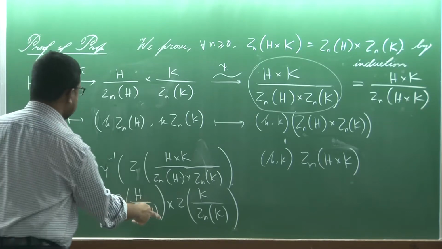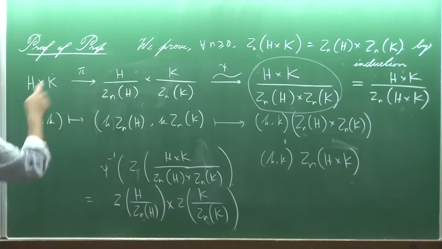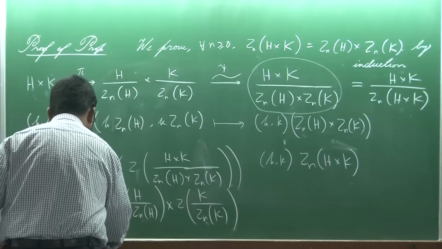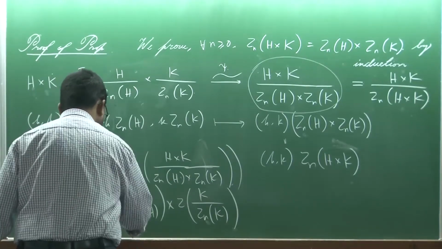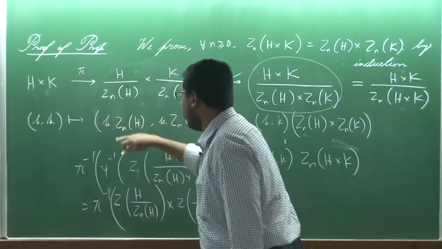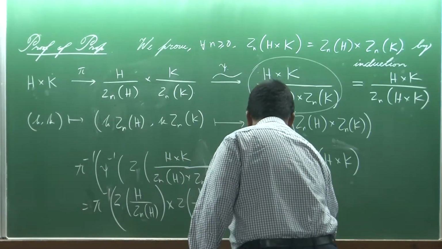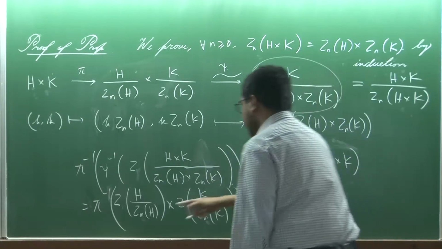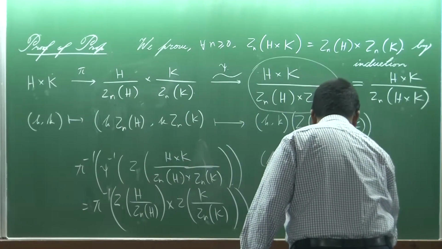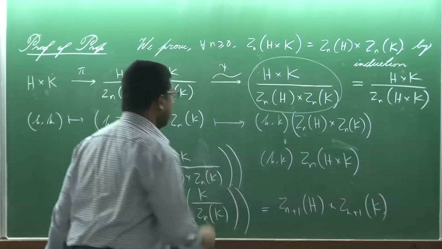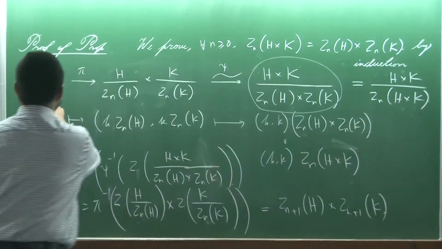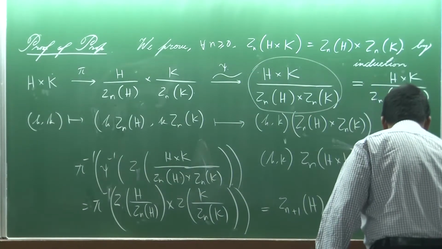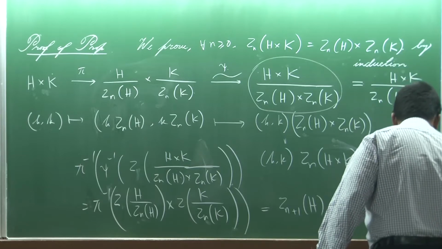And then the next work is to pull this back to H cross K by pi inverse, and there is again another immediate verification that, since the map is component-wise projection, this is nothing but Z_{n+1}(H) times Z_{n+1}(K), because the pullback of this inside is Z_{n+1}(H). So this is the pullback of the center to this thing. Therefore by definition this is nothing but Z_{n+1}(H×K). Thus we are done.